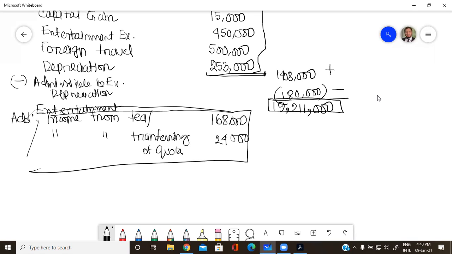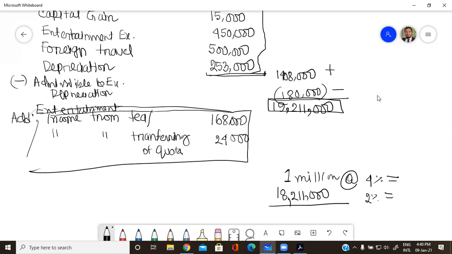When you practice, after several practices, you will get the procedure clear. Now, can you recall that for the first 1 million, the entertainment expense should be at the rate of 4%, and for the remaining, the expense should be 2%. This is the allowable limit. Now, in our case, what is the remaining from this 19.211 million? So we still have 18.211 million.